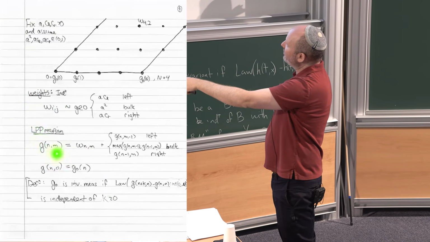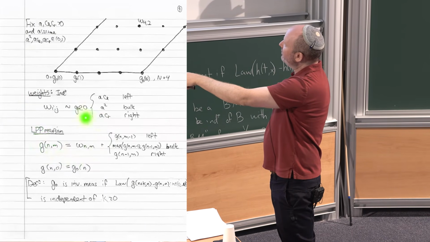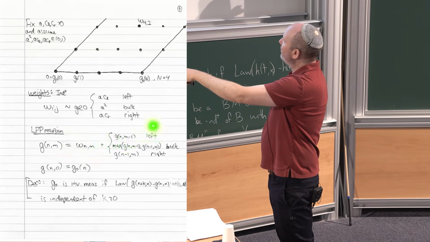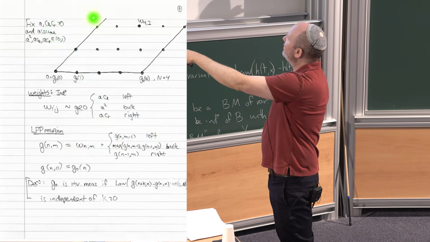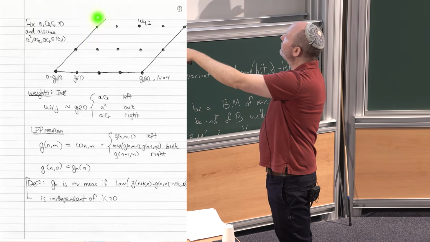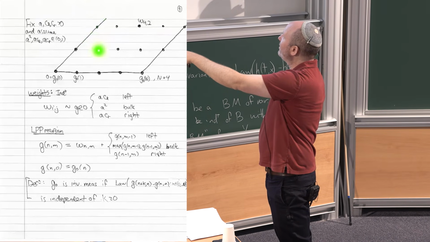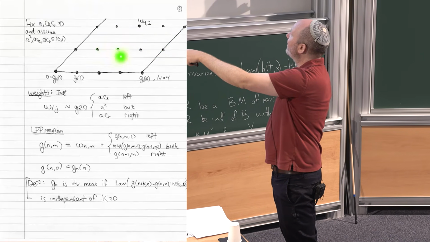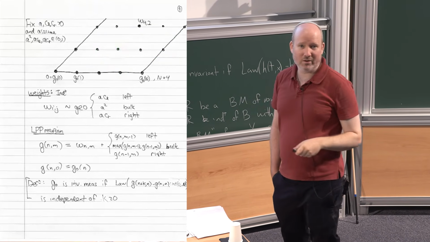Which is just that G_{n,m} is equal to the weight at that location plus, well, if I'm on the left boundary, plus the value of G right beneath me. So if I was here, I take the value immediately beneath me. And if I'm on the right boundary, I take the value immediately to the left. And if I'm in the bulk, I take the max of the two values to the left and below.